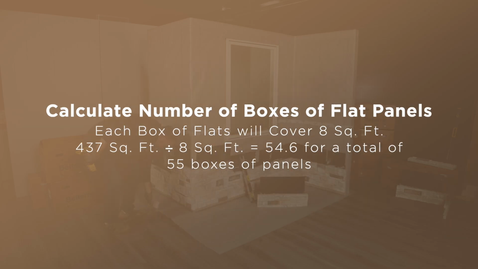Calculate the number of boxes of flat panels. Each box of flat panels will cover 8 square feet. Divide the flat panel coverage by 8. 437 divided by 8 equals 54.6, and round up to the next whole number. The example project will require 55 boxes of flat panels.